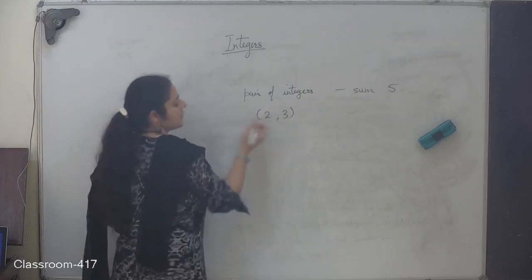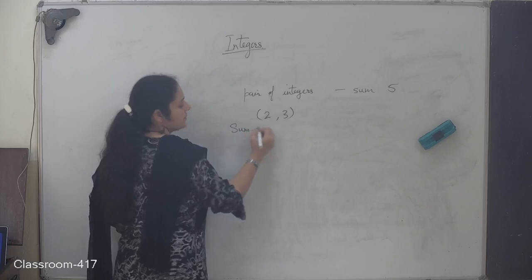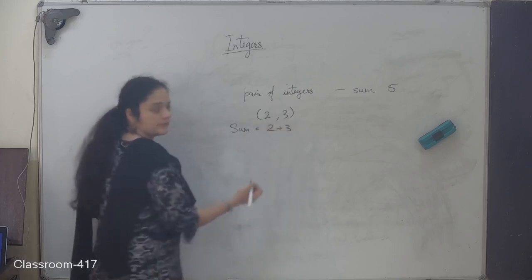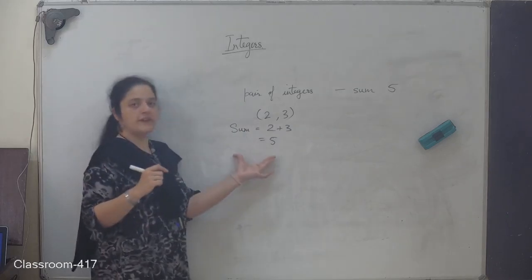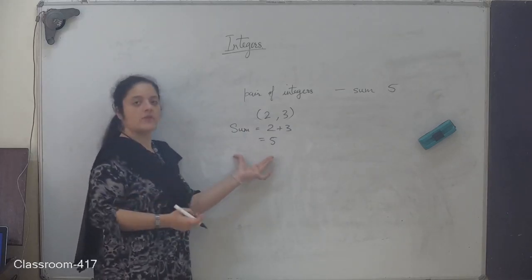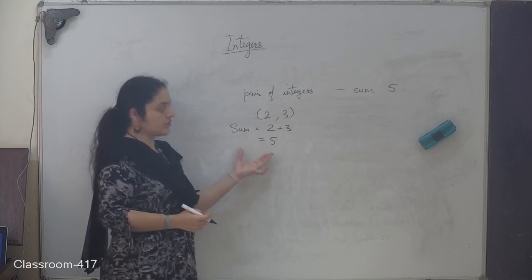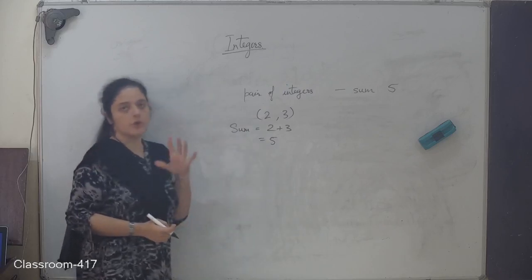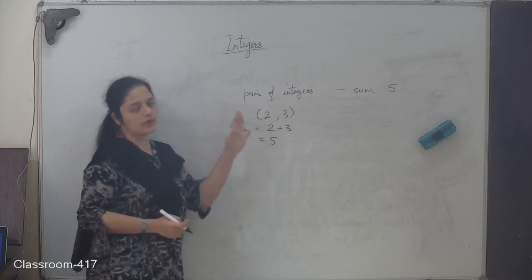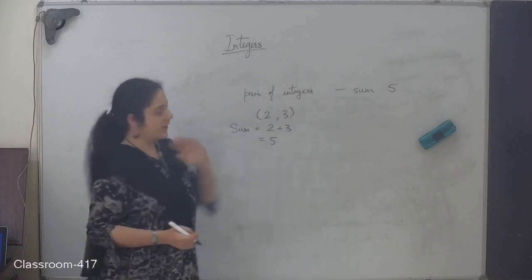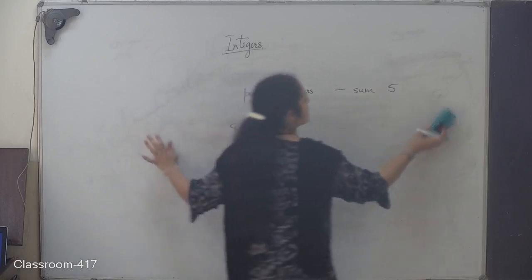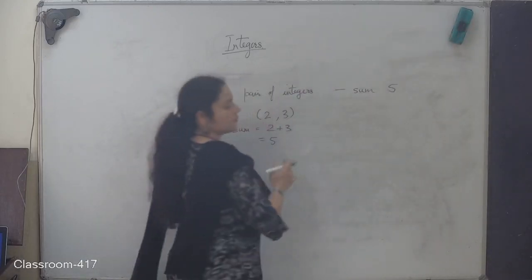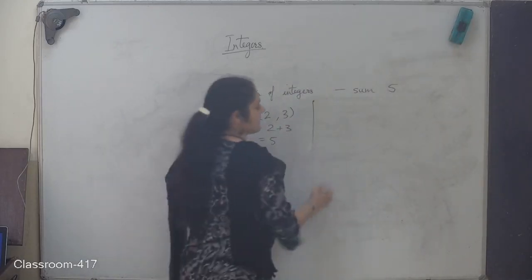Now, if this is my pair, obviously what is the sum? 2 plus 3? 5. This is very simple. Now if I say I want a pair of integers where one integer is positive, one integer is negative, and I want the sum to be 5. Now here obviously this pair will not help. I want one positive, one negative, and the sum is still 5.